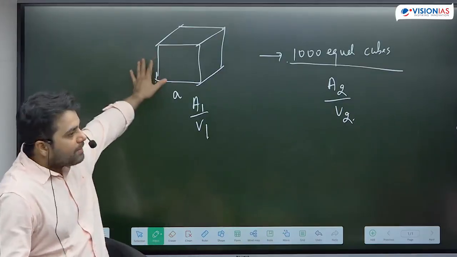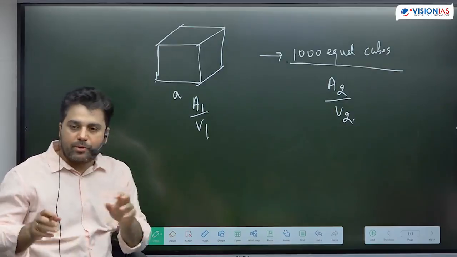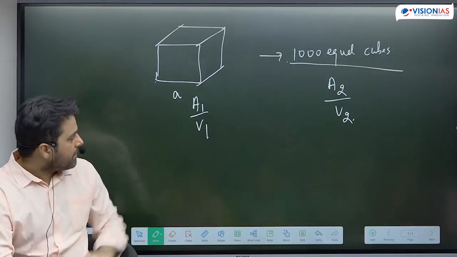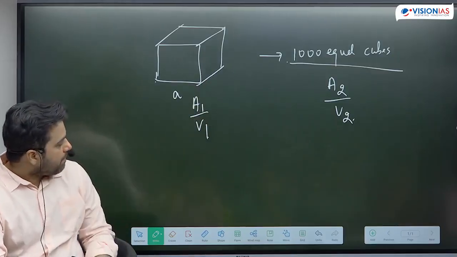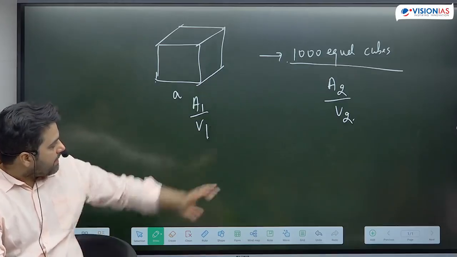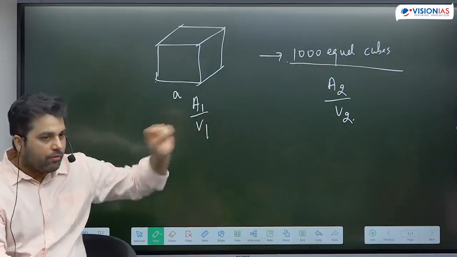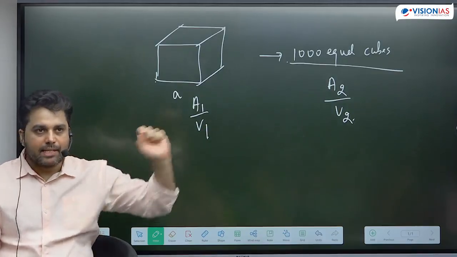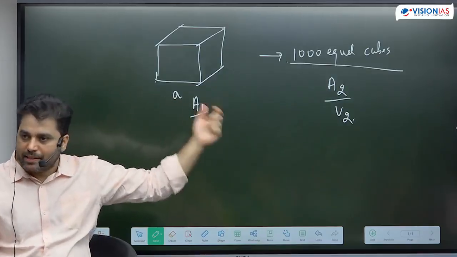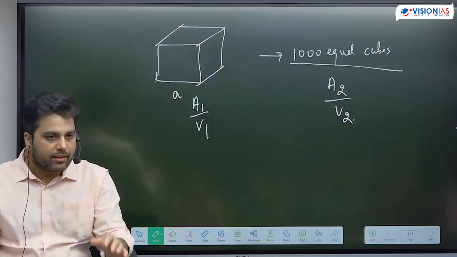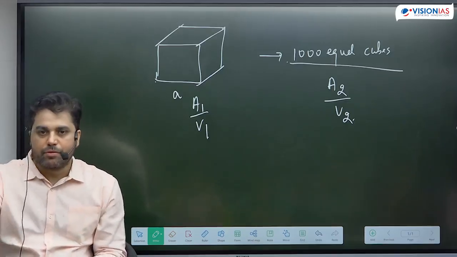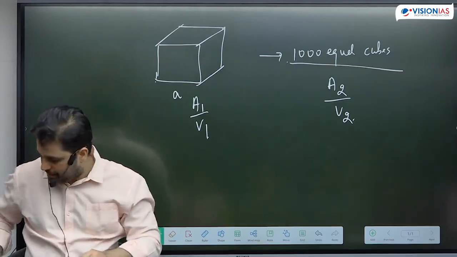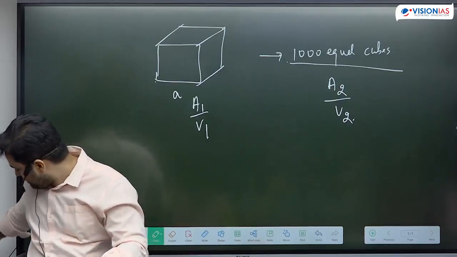But I melted all of that cube, kept it in a casket which has 1000 equal sized cubes, divided that into 1000 equal cubes, and then I calculated the surface area and volume ratio for one smaller cube. My question is: is this ratio the same, or has it increased or decreased? And if it has, by how much? I will give you a few minutes. Not 1000 times. Do this calculation.